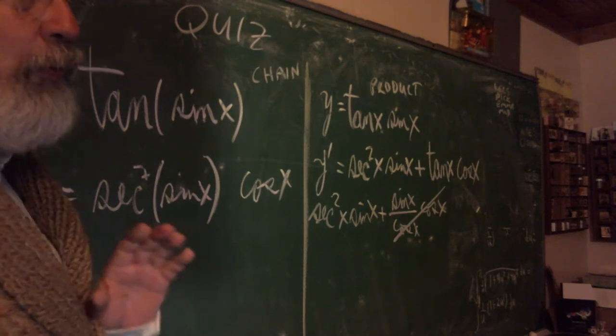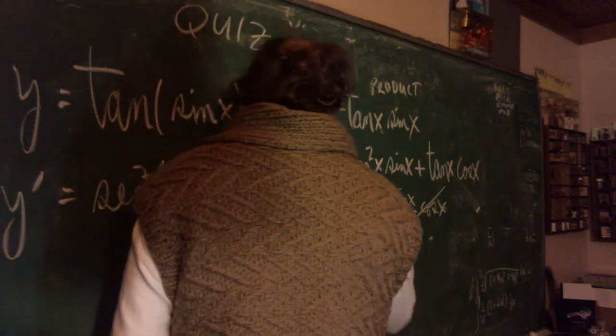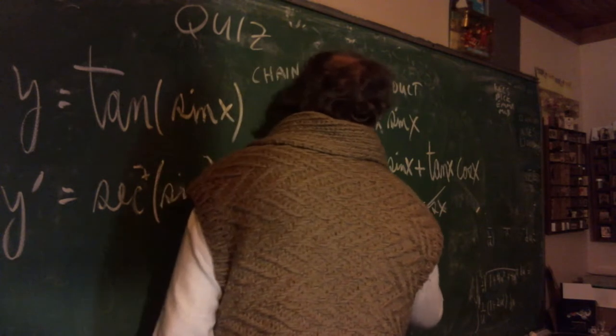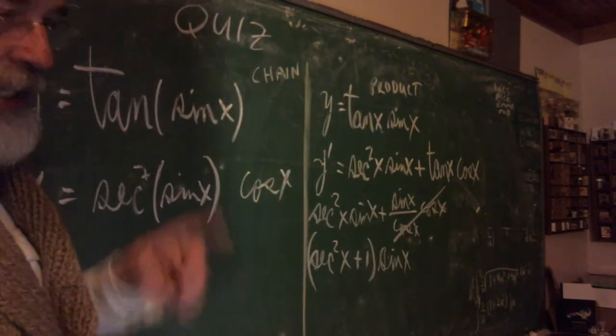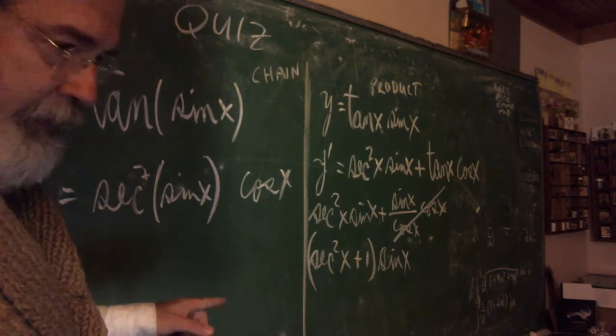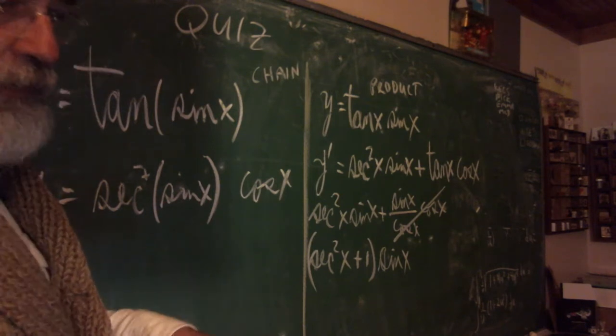Now, if you want to get really clever, you can do this. That is secant squared x plus 1 quantity times sine x. You can write it like that, and that's what a book would do. Do you see how that last one is actually less writing than the one above it? Because the one above it has sine x written twice. Full credit for either one for you guys.